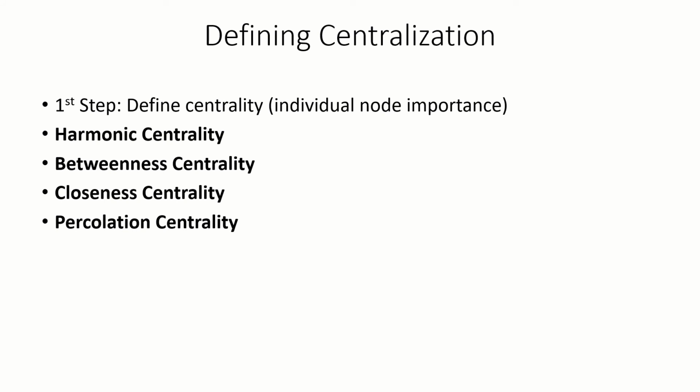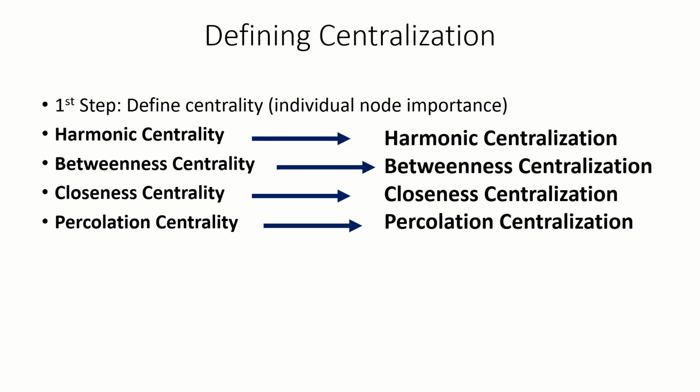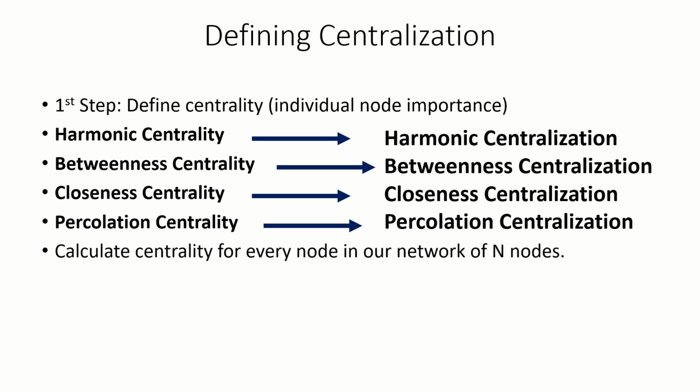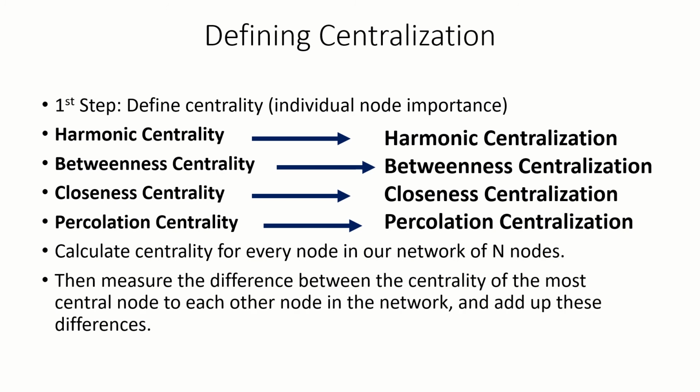For each of the centrality measures I've listed here, there's a corresponding measure of centralization for the entire network, but thankfully they're all based on the same underlying idea. So by grasping one, you'll quickly be able to understand any of the types of centralization. The underlying method is that once we have a way to quantify individual node importance for each node in the network, find the difference in importance between the most important node and each other individual node in the network, and then add up these differences.